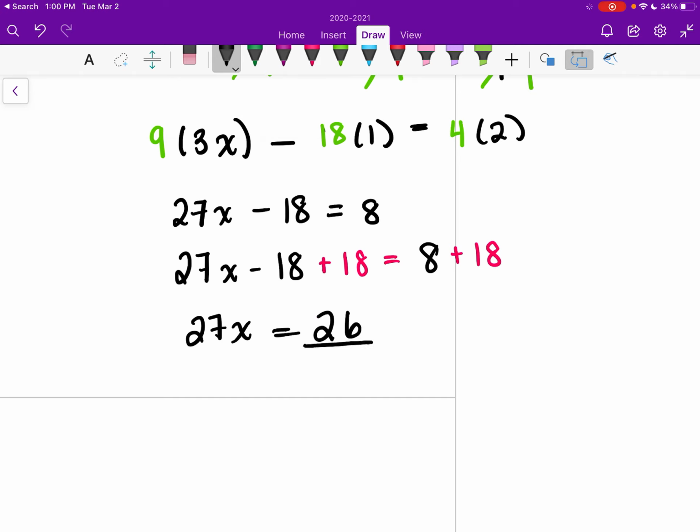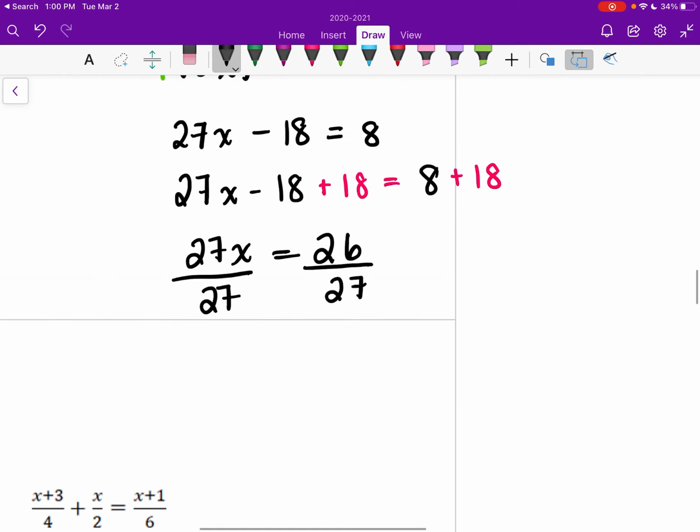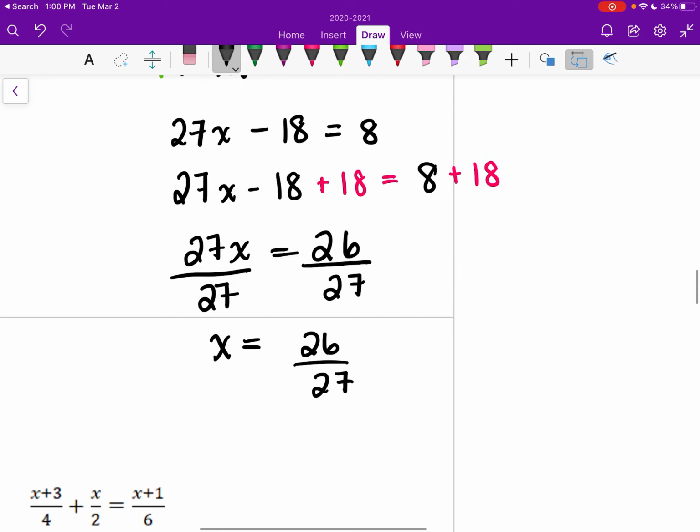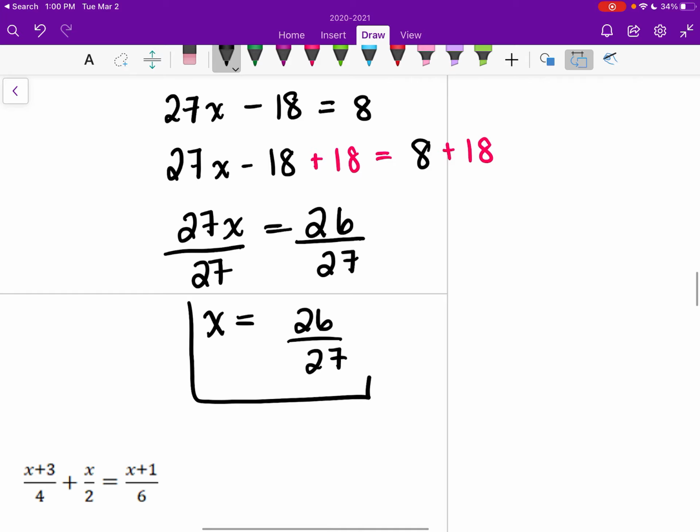And then I'm going to divide both sides by 27, because I want to get rid of the 27 in front of the x. And it's multiplying right now, so it's going to be left with x equals 26 over 27. And you can't reduce that anymore. So you have 8 plus 18, 26. And that's your answer. x equals 26 over 27.